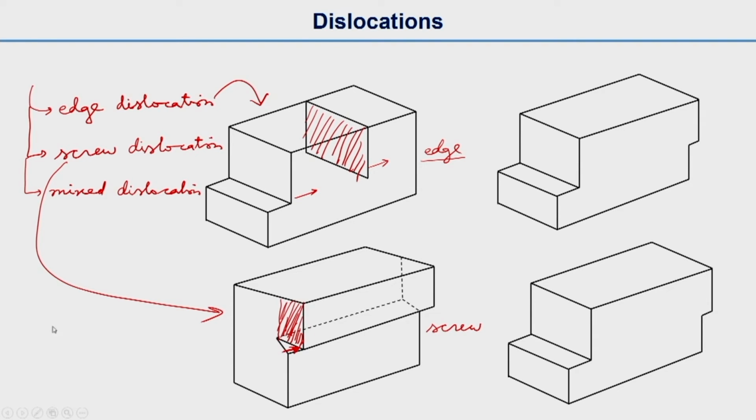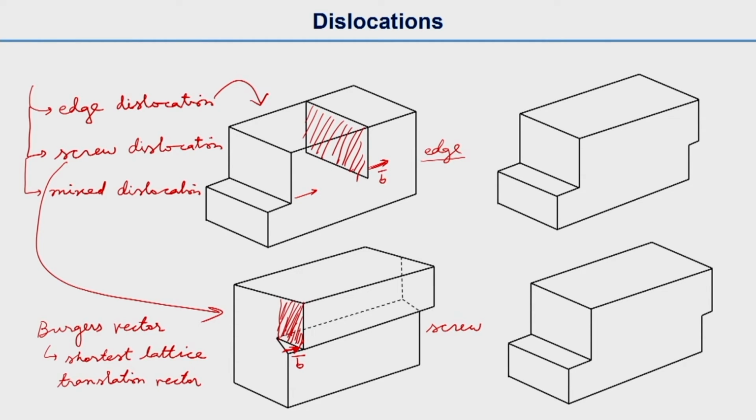Now the Burger's vector, which is the shortest lattice translation vector, that means from one lattice point to another lattice point, the shortest lattice translation vector. This is the B here. So B in this direction is this one, and here the B direction is this one, that is the slip direction in both cases.